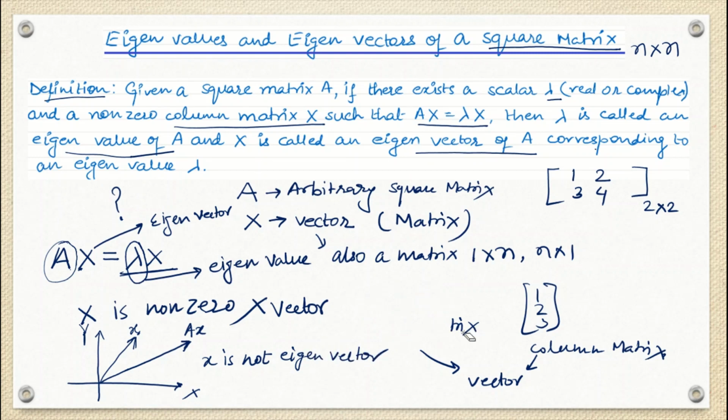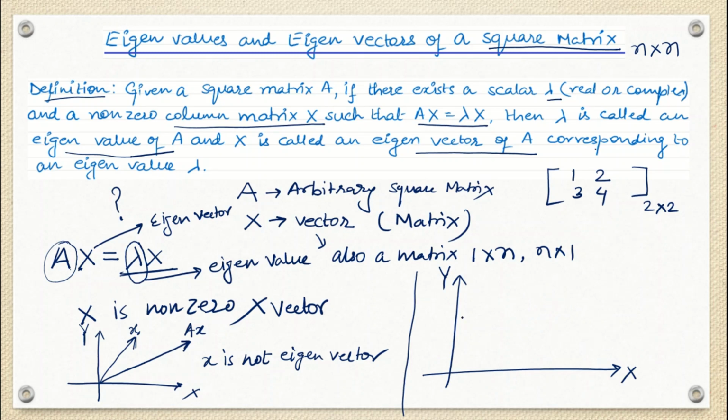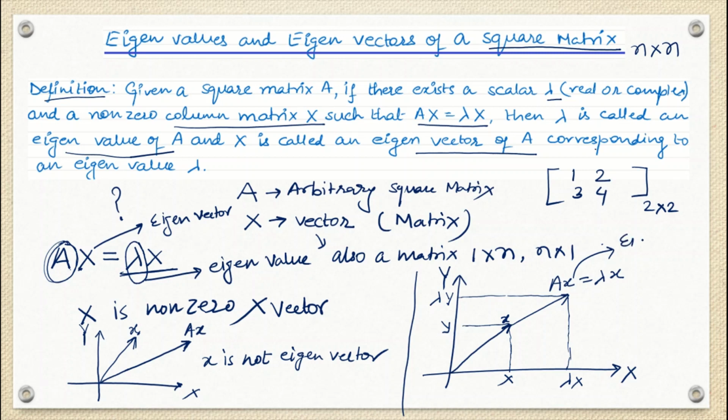Let's see another scenario. Again we have a two-dimensional graph, and this is the vector x, with some magnitude and some direction. If we multiply this square matrix by the vector x, and the resultant vector, which is Ax, has the same direction with some scaling factor lambda, then we say that x is an eigenvector. This scaling factor can also be in the opposite direction, so the resultant vector can be in the opposite direction as well.